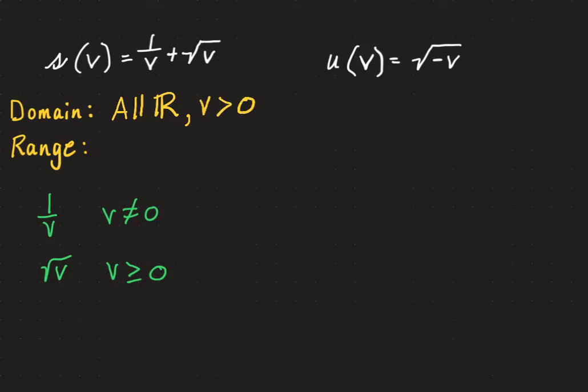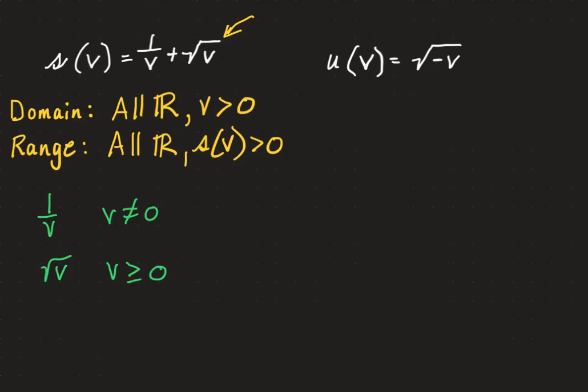And what would the range be? From our previous analysis of 1 over an independent variable, we know that that can never equal 0. And we've already said that the independent variable itself can't be 0. So even the second part here of the function, the second term, is always going to be a little bit greater than 0. Therefore, the range here is all real numbers s of v greater than 0.